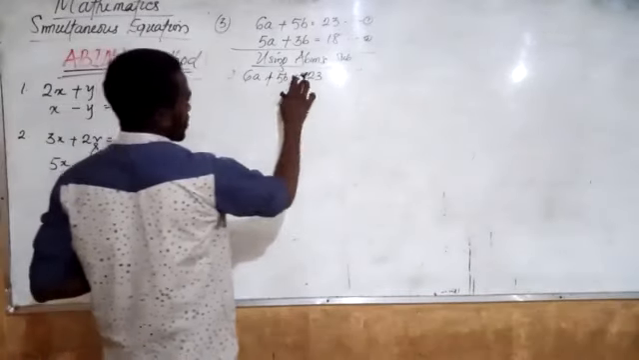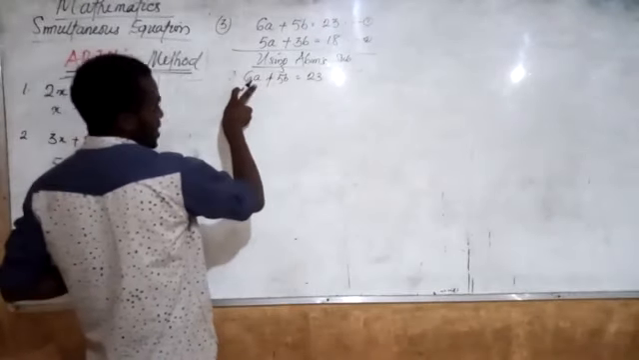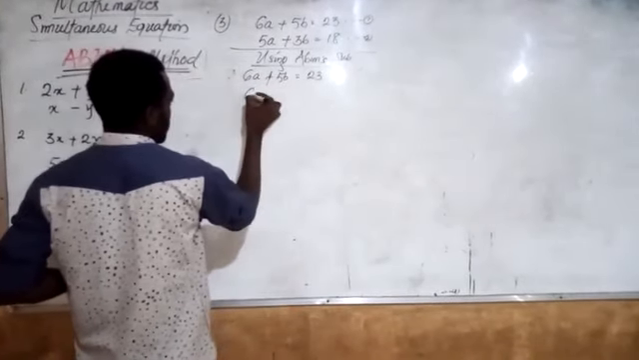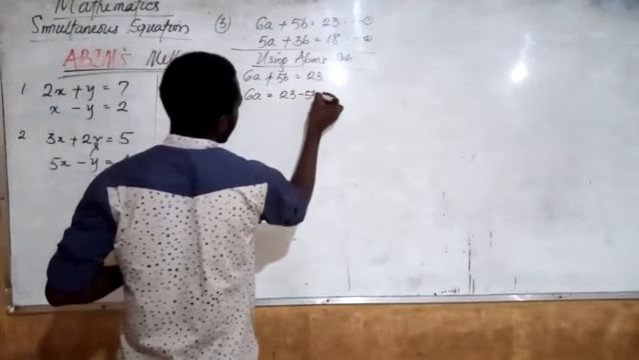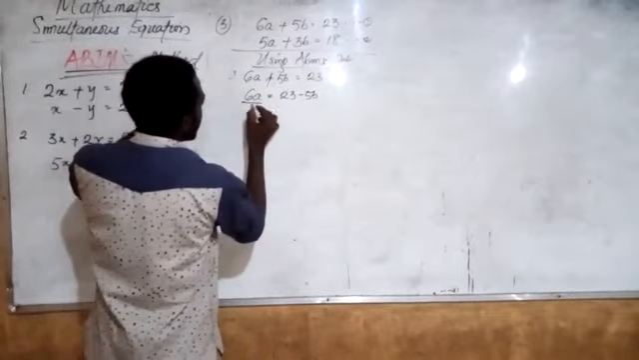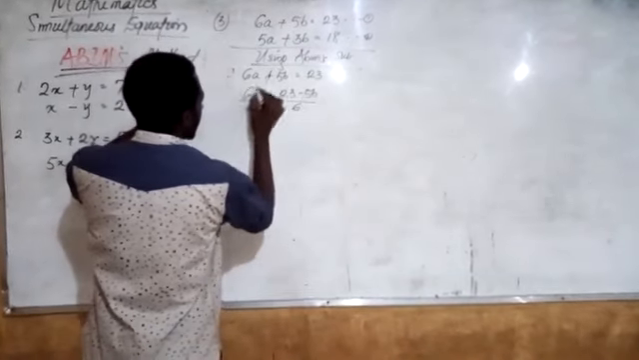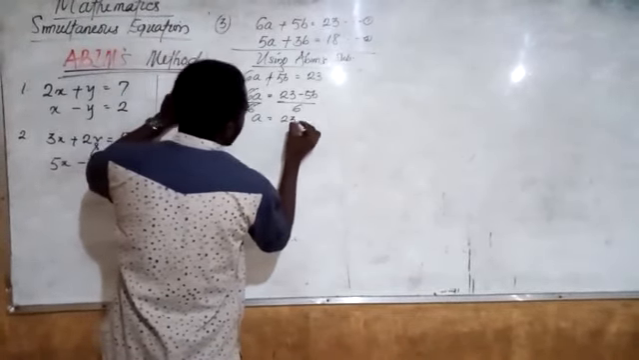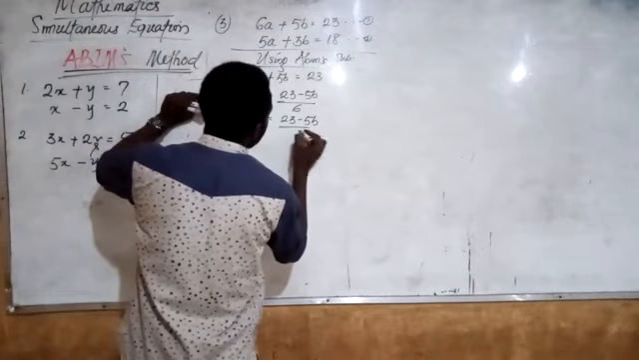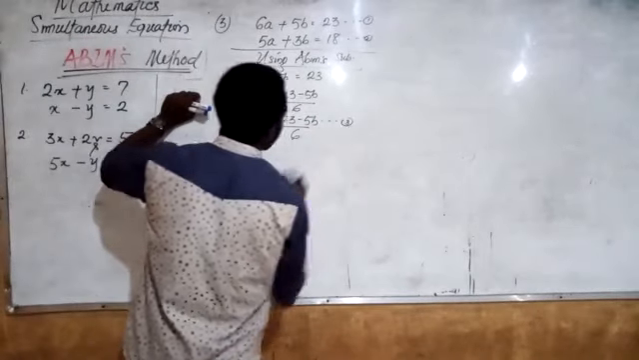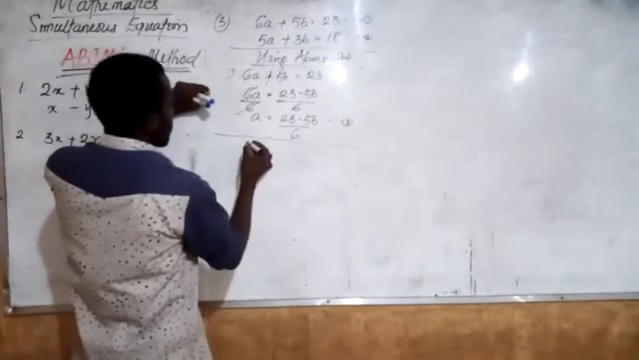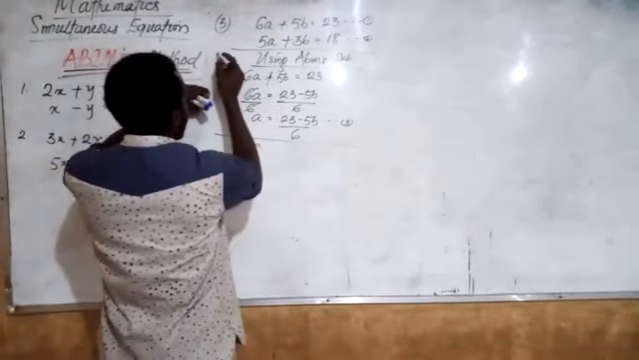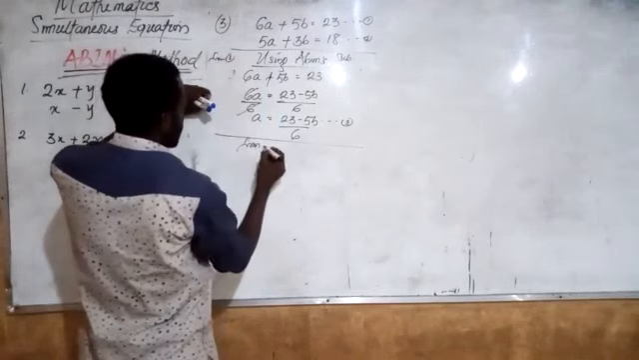Alright, so what you want to do here is this. We are making A subject, so let's take this guy to that side by subtracting from both sides. So we have 23 minus 5B, like this. We now divide both sides by 6, so that A becomes 23 minus 5B over 6. This is equation 3.